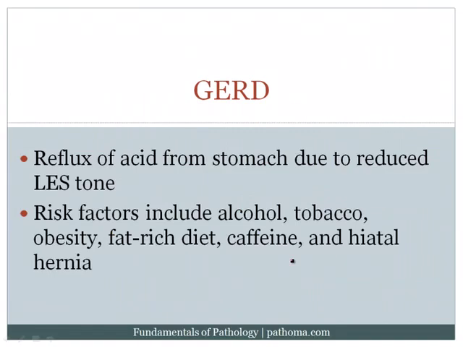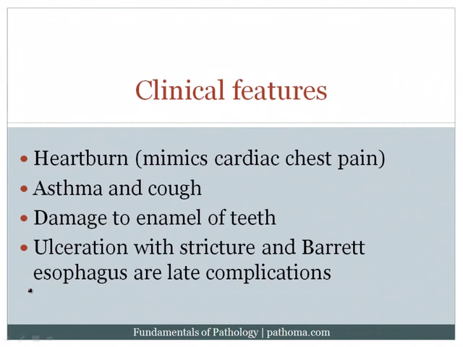So what are we saying here? We say that there's reflux of acid from the stomach due to reduced lower esophageal tone. I've told you about the risk factors, and we talked about the hiatal hernia, in which the cardia of the stomach sort of balloons up into the esophagus, as I've already explained. Now, the clinical features are all based on the fact that you're shooting acid into the esophagus. So the patients get heartburn, which mimics cardiac chest pain. And so anytime a patient comes in with quote-unquote cardiac chest pain, you do want to think about heartburn in the back of your mind as a possibility for that chest pain.